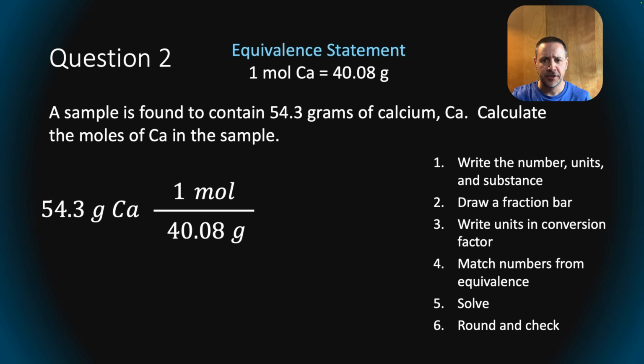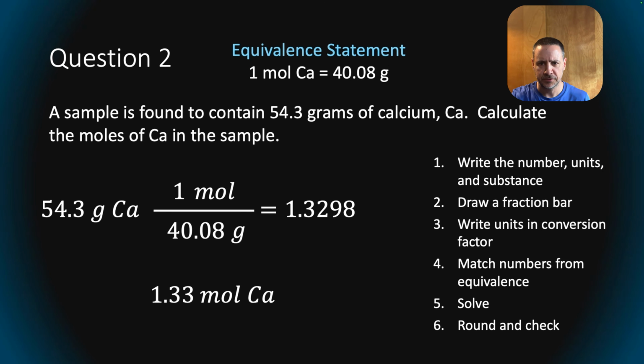Now the math. 54.3 times 1 is itself, so I plug in 54.3 divided by 40.08. That gives me 1.3298 and some other digits I don't need to write down. My inputs have 3 and 4 sig figs, so my answer should be rounded to 3. That gives me 1.33. Wait, remember to confirm that what you found matches what the question is asking for.